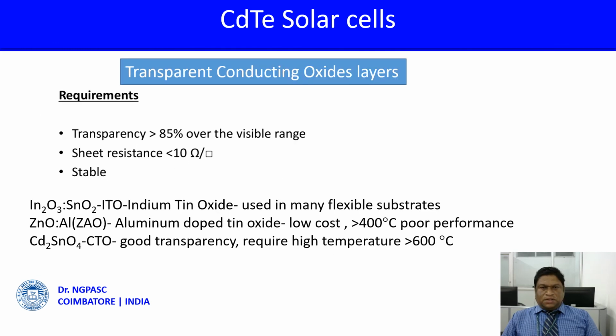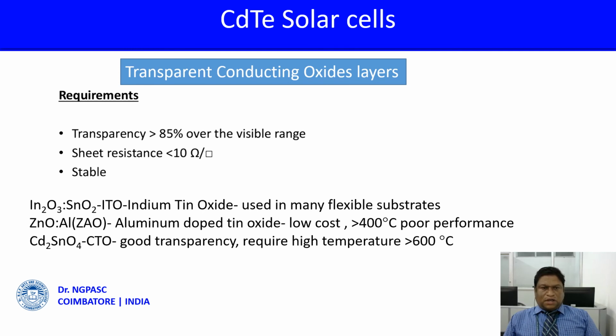Another important material is the transparent conducting oxide layer. That is actually one of the electrodes, sitting near the cadmium sulfide. So the transparency should be greater than 85% so that it can allow the maximum number of photons inside the solar cell. And the sheet resistance will be less than 10 ohms per square, which means a very small sheet resistance allows a huge electron density, and it should also be stable. That means when time goes up, it should not degrade.